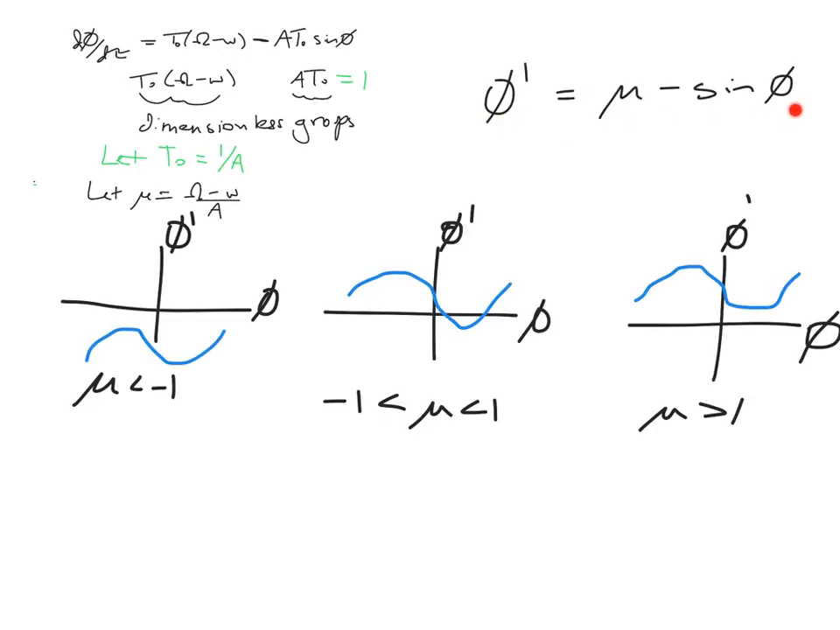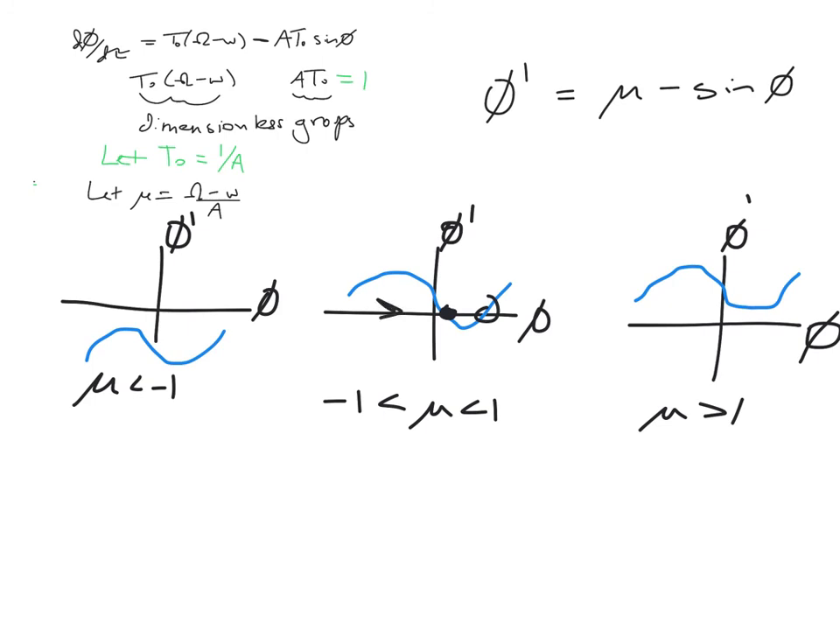Let's take a look at a few different scenarios for the parameter value. We know that if mu is bigger than 1, there won't be any fixed points. And so in that case, phi prime is always positive, and there's no possibility that this phase difference could ever become constant. When mu is in between -1 and 1, we know that actually there are fixed points, and one of those fixed points is going to be stable, and the other is going to be unstable.